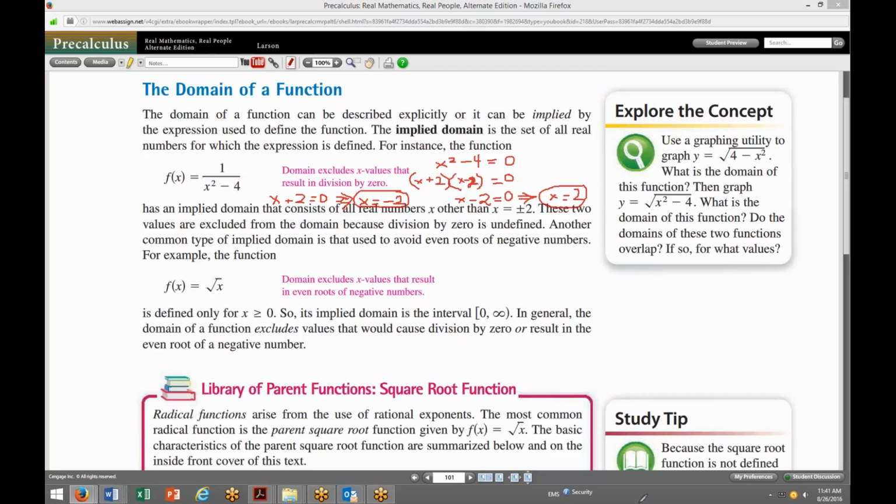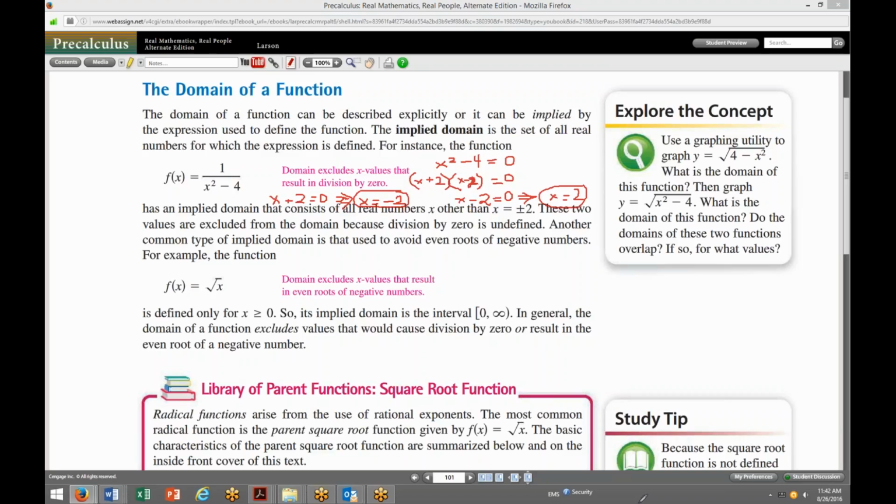So, bottom line, for a function like this, where you have some expression over another expression, you're dividing by some expression in x, the domain of that function is limited in that it will be all real numbers except those numbers that make the denominator be 0.